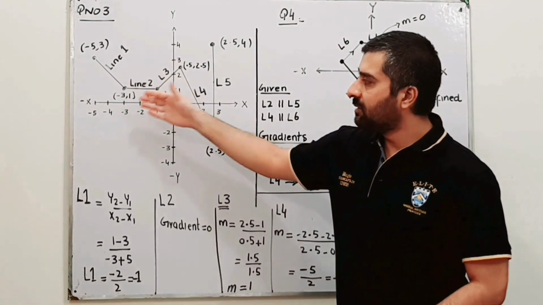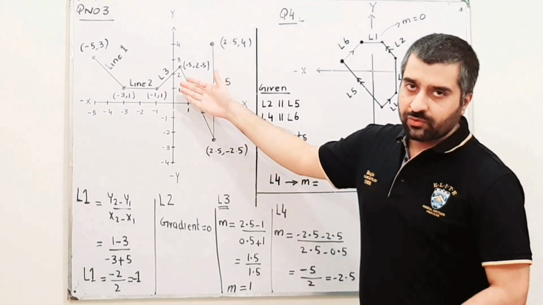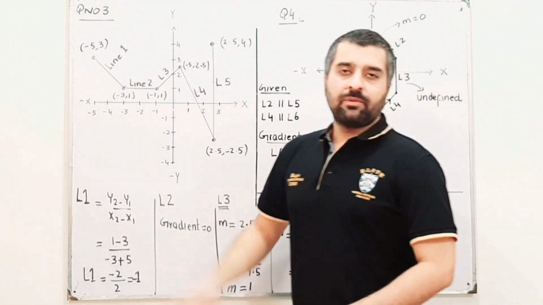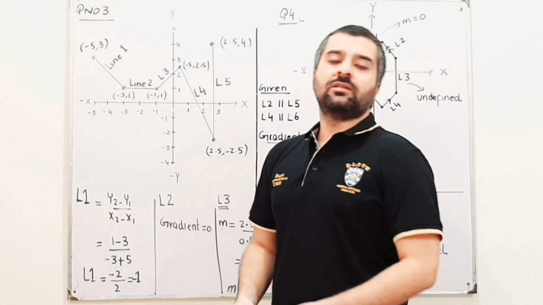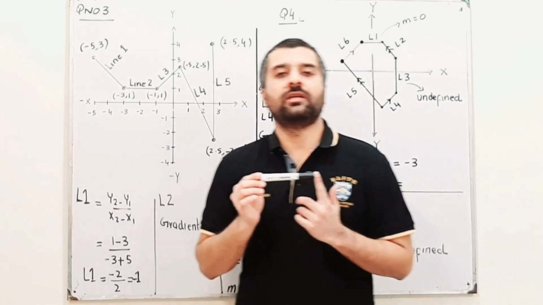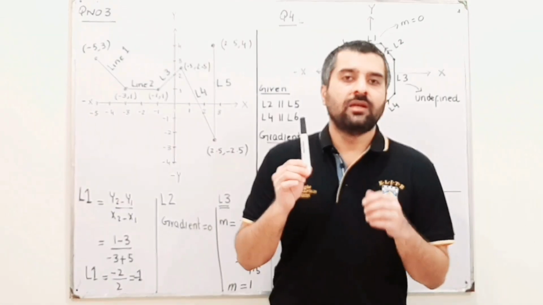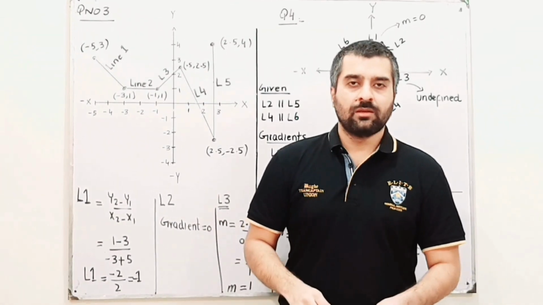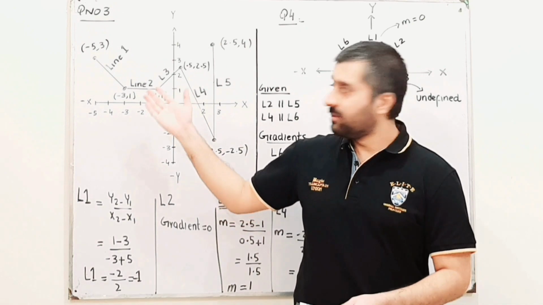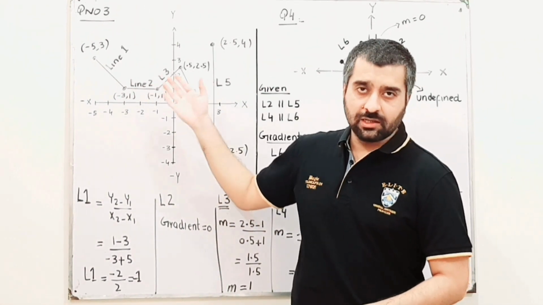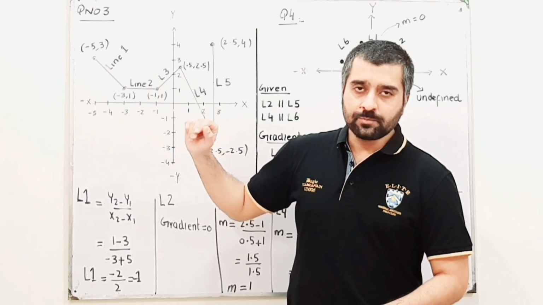the gradient of the given lines, line 1, line 2, line 3, line 4 and line 5. In my previous lesson I have discussed that the gradient of a horizontal line is 0 while the gradient of a vertical line is undefined. So I will be explaining this one again in this question when we have a horizontal line and a vertical line.